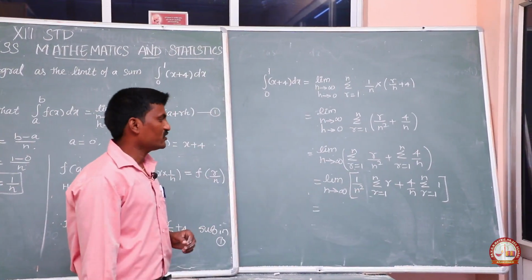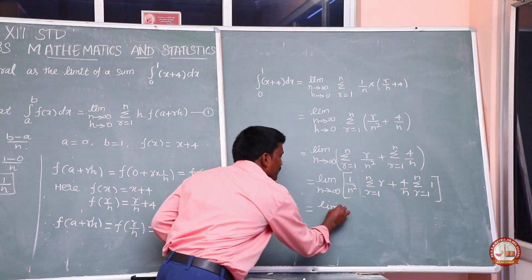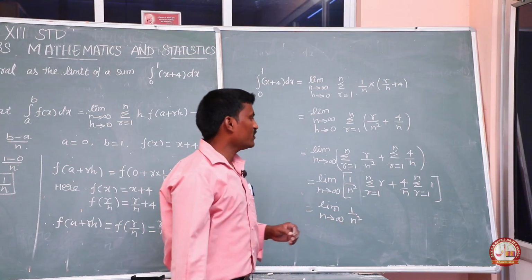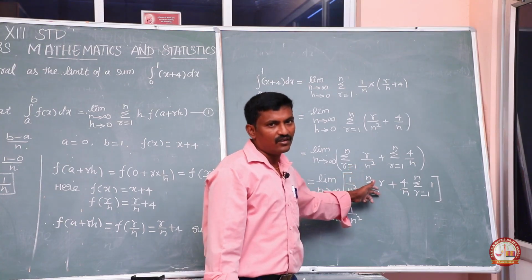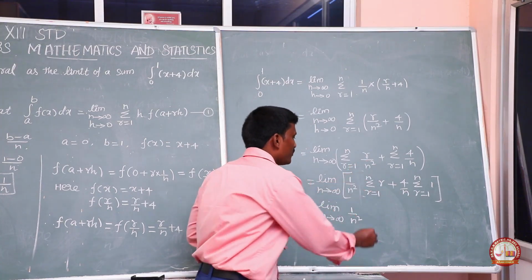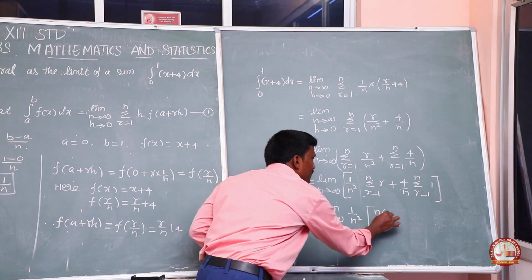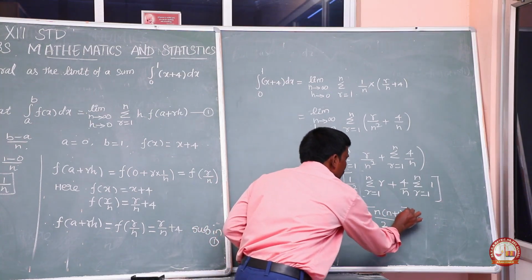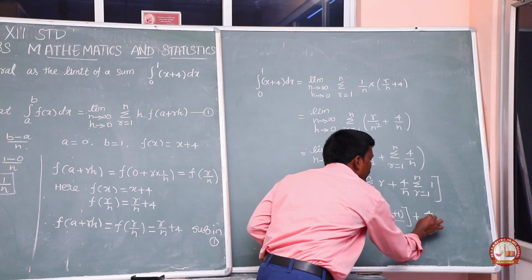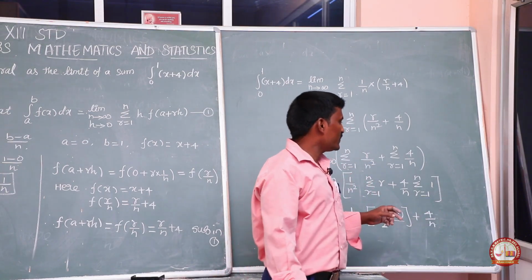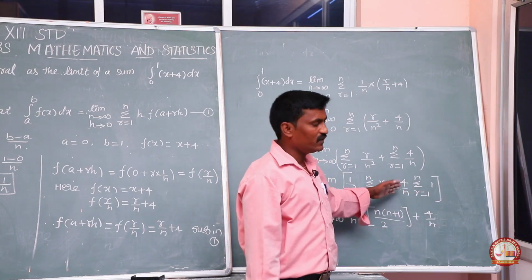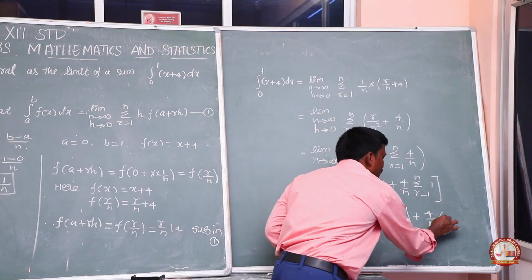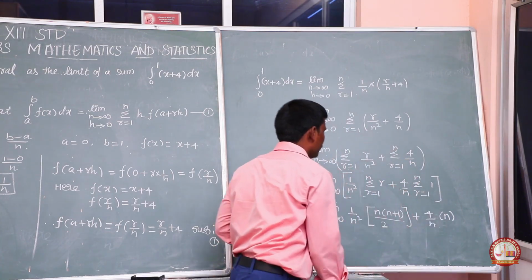Equal to, next one, limit n tends to infinity, 1 by n square. We know the formula, summation of r equal to 1 to n into r. The formula is n into n plus 1 by 2, plus 4 by n, sum of the first n terms, 1 plus 1 plus 1 plus 1 equal to n. Therefore, this value is n.